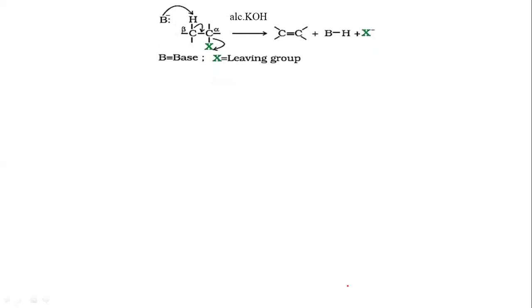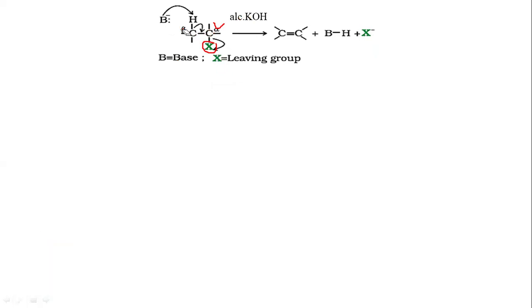Then see how the reaction takes place. This is the mechanism given. This is the alkyl halide. We can clearly see this green colored X which is attached to this carbon. It is called as alpha carbon, and this carbon adjacent to this is beta. So how the mechanism takes place, we can see clearly.